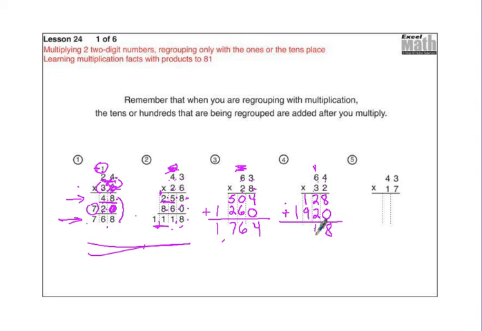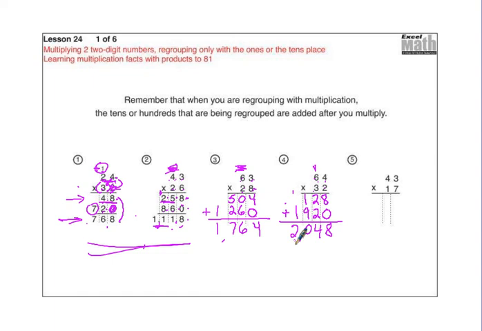8 and 0 is 8. 2 plus 2 is 4. 1 plus 9 is 10, carry the 1. 1 plus 1 is 2, 2,048. All right, why don't you go ahead and pause the video, try number 5, turn it back on when you have a solution and see if you did it right.